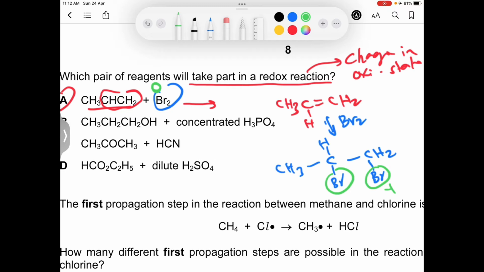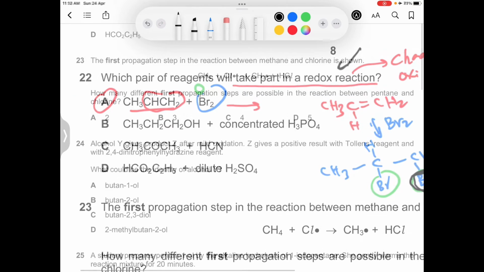Where do we get -1? According to the redox reaction rule, once you have a bromine that is not bonded to any oxygen atom, then it has an oxidation number of -1. So as we can see here, we have a change in the oxidation number of the bromine. Then it's a redox reaction. Then the answer is A.